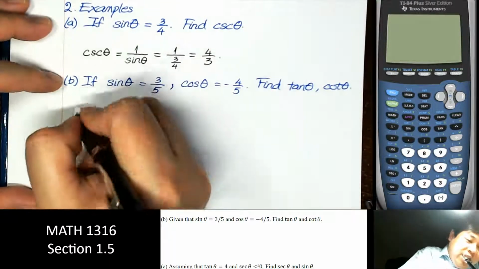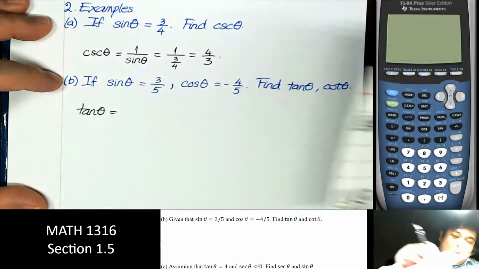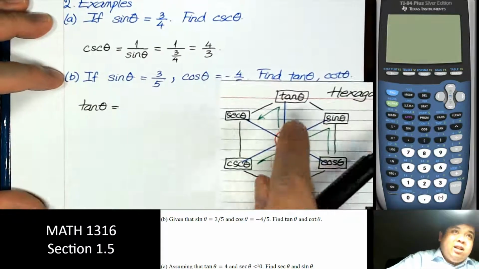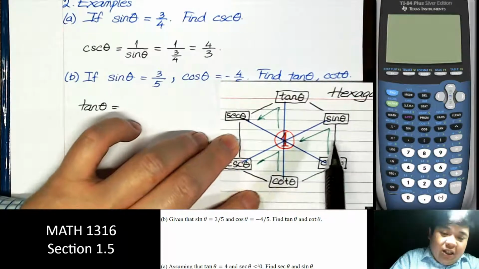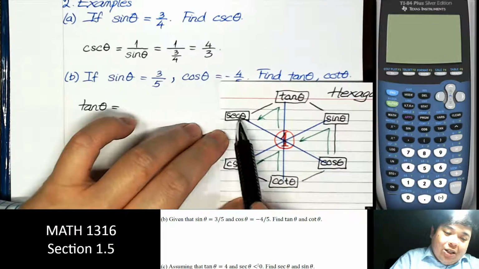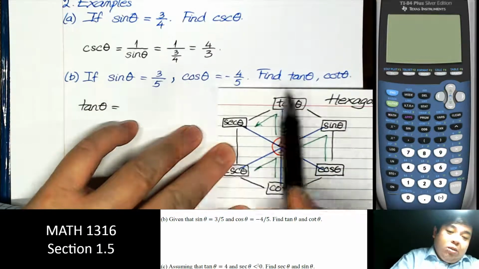Right, so we need tangent, which is good. So put tangent on the top, upright. And for tangent, we have 1 over cotangent, sine over cosine, secant over cosecant. We're going to use sine and cosine because those are given.